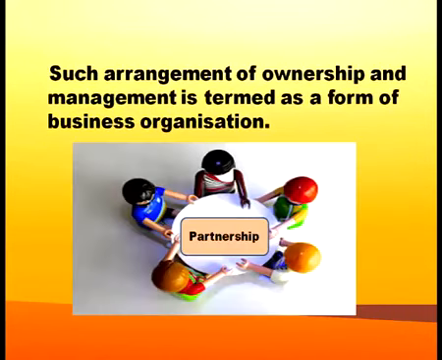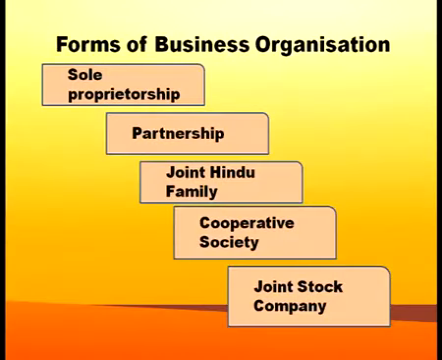Such an arrangement of ownership and management is termed forms of business organization. We have various forms of business organization like sole proprietorship, partnership, joint Hindu family business, cooperative society and joint stock company. But in this session, we will study in depth about sole proprietorship.